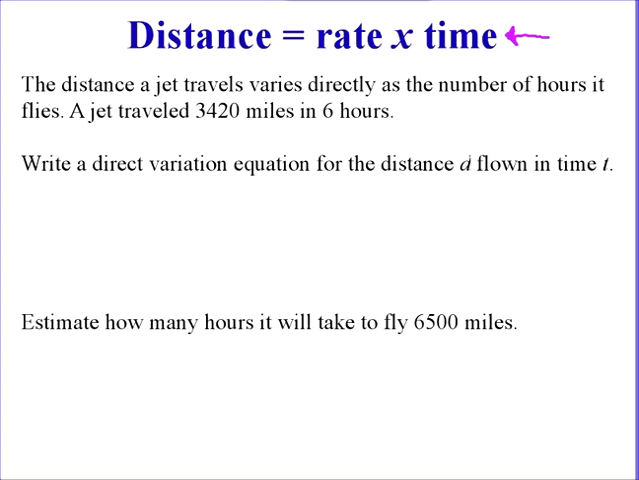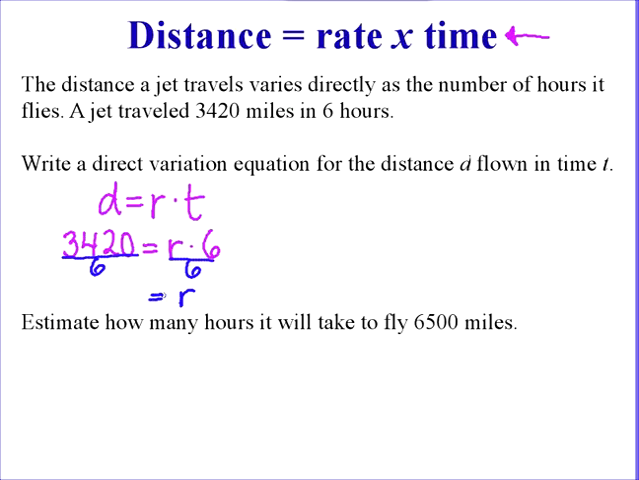So a jet traveled 3,420 miles in 6 hours. So distance equals rate times time. D equals R times T. Distance is 3,420. Rate, we don't know, but we do know that the time is 6. So how can I find the rate? Divide both sides by 6. And what do you get the rate to be? 570. 570 miles per hour.